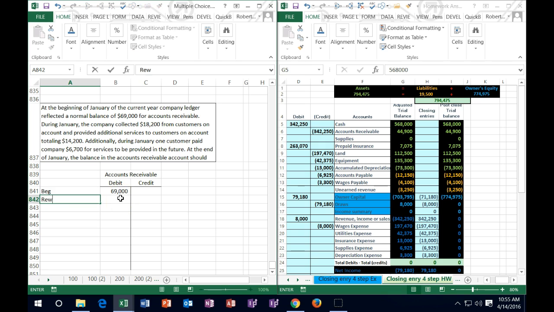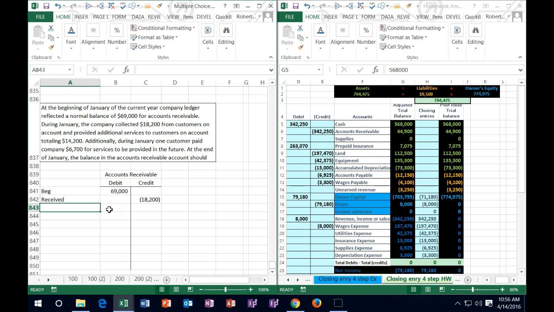Cash. So received cash is going to be the credit to the receivable and the debit to the cash. And so it's going to reduce the receivable with a credit. I'm going to represent that with a negative in my worksheets here. 18.2 credit the company on the account. Okay, from customers on account.